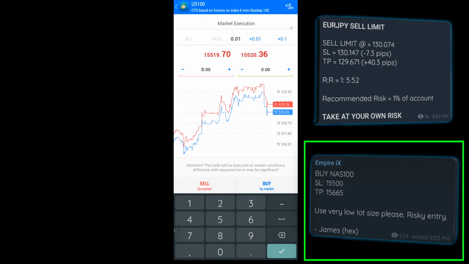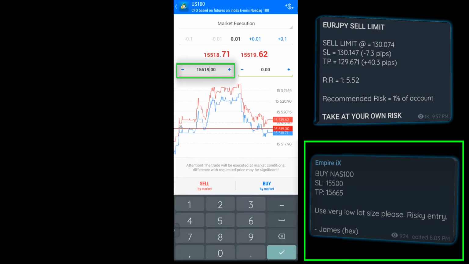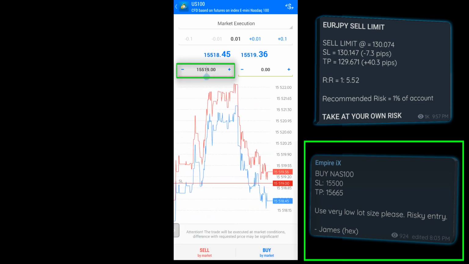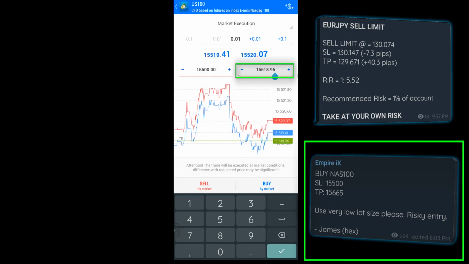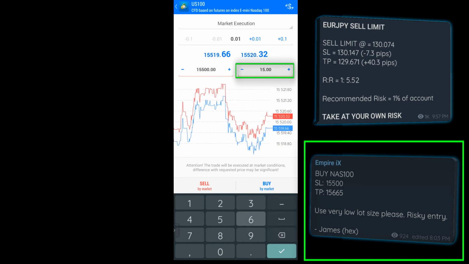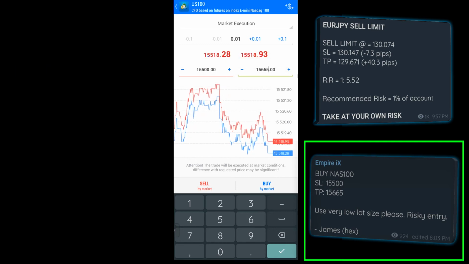We're also going to leave our lot size, and in another video, we'll show you how to properly calculate your risk. Then we come to our stop loss here and enter it, which is going to be 15500. Then we enter our take profit, which is going to be 15665. And again, we want to buy at market execution.